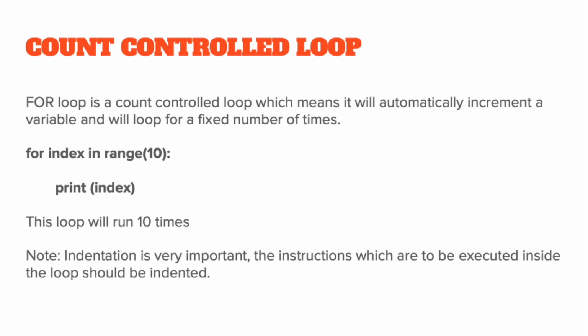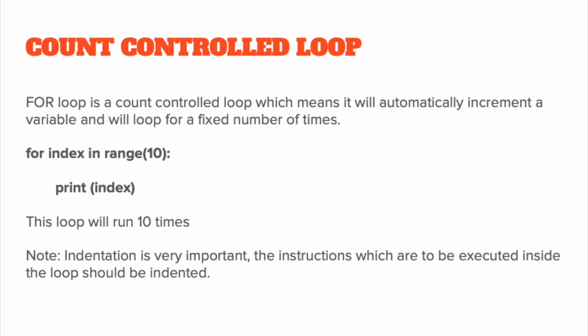Now this is a very common loop. Chances are that if you've done programming before, you're familiar with this, but if you're not, let's take it from the start. A for loop is a count control loop, which means it will automatically increment a variable and will loop for a fixed number of times. So if you want to loop something 10 times, we just know that it will always need to run 10 times. We don't need to check a particular condition, even though the 10 in that syntax is your condition.